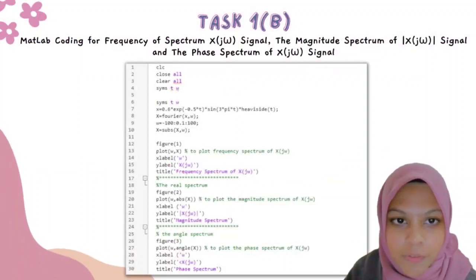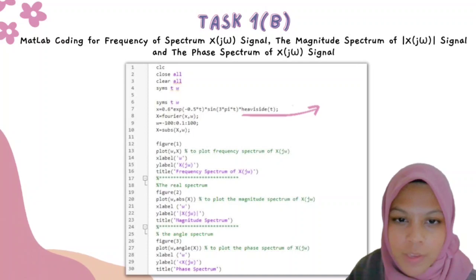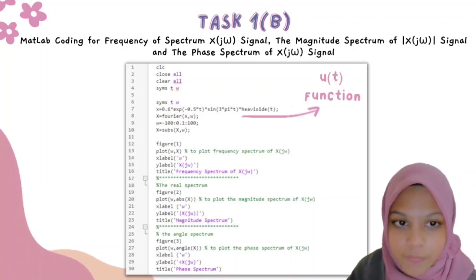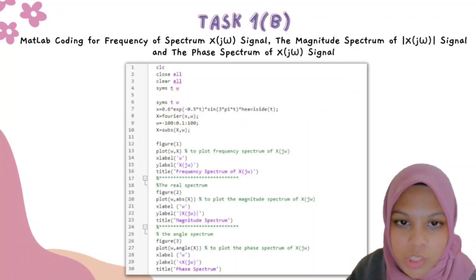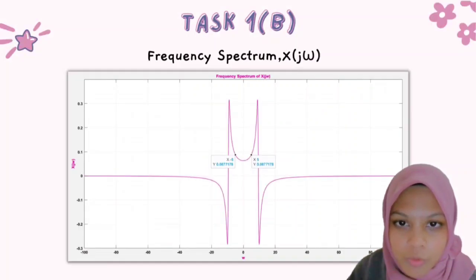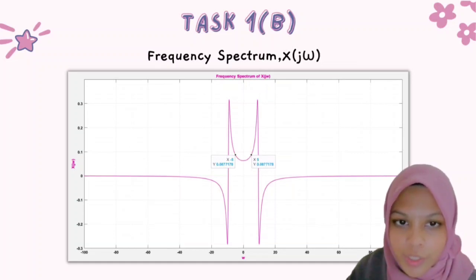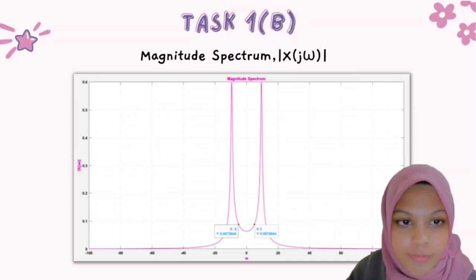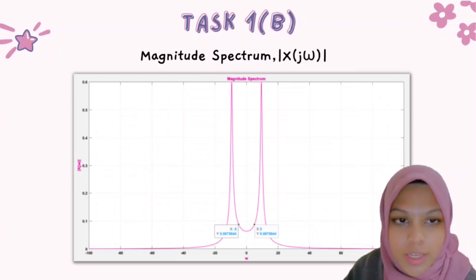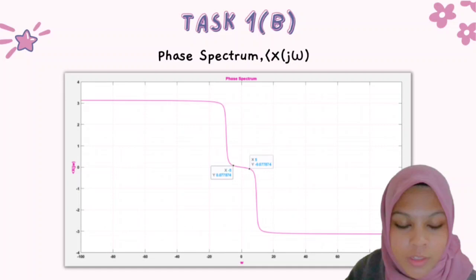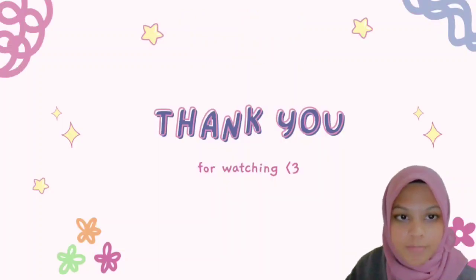For the MATLAB for task 1B, I'm using the syms function for the variables t and omega. So just directly put in the function, and heaviside is for the u(t) function. And we can get this frequency spectrum with values the same as the calculation. I just use negative 100 to 100 to get the overall picture of the signal. And this is the magnitude spectrum. And lastly, the phase spectrum. So I think that's all from me. Thank you for watching.